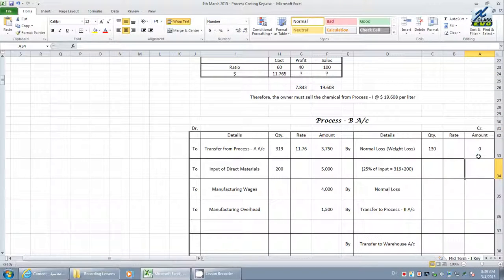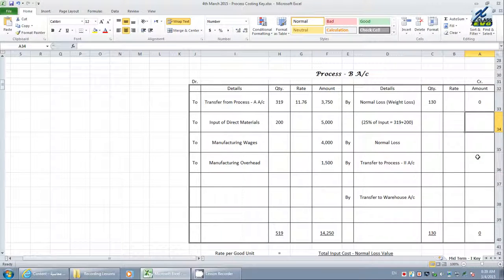Therefore, there is no value for this. Is there any value for the evaporated? Can you sell it out? Market? You cannot sell anything in the market. Let's see here. The total value of input cost. How much is the input cost? Is 14,250, and then the total value of input quantity is how much? 519 is the total amount of input quantity.